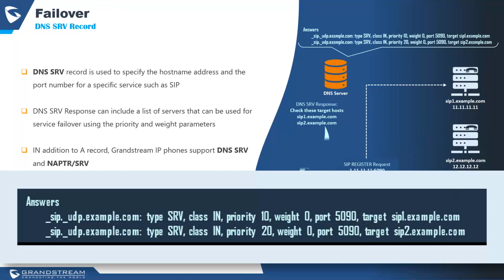While sip2.example.com will be used for backup in case sip1.example.com goes offline. And the weight is used as the tiebreaker when the target hosts have the same priority value. So in our case, both of them have different priority values. That's why the weight is not configured. But for the weight, the target host with the highest value gets prioritized over the one with the lowest.